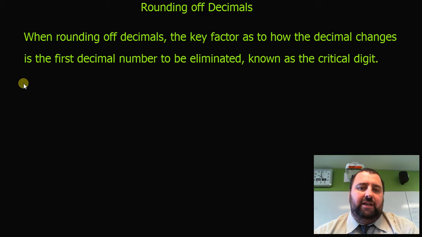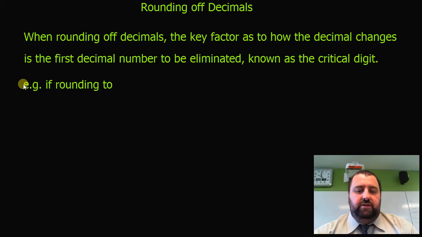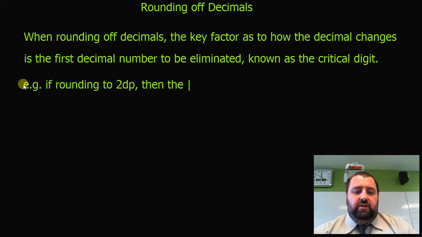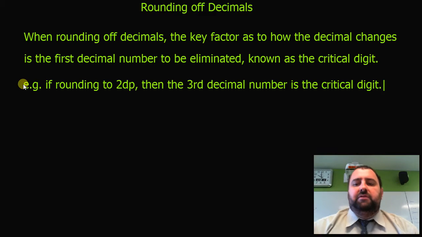So, first key thing is that when rounding off decimals, the key factor that we look at as to whether we change the decimal or not is the first decimal that's being eliminated. We call this the critical digit. So, for example, if rounding to 2dp, which means 2 decimal places, then the third decimal number is the critical digit. We are going to look at some proper examples of this in a second, but let's just get the writing out of the way first.